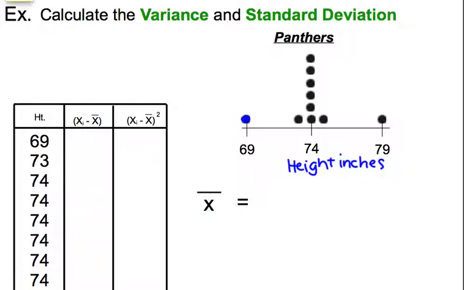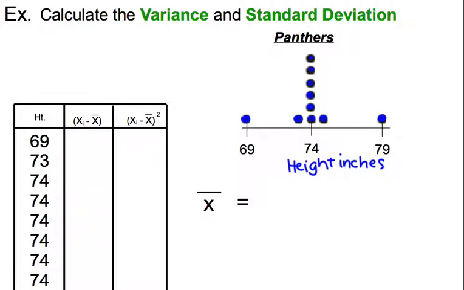And now we say one person is the height of 69 inches. One is 73. And we have 6 of them at 74 inches. And then one of them at 75 and one at 79. This is what we also call a dot plot in stats. So we're going to go ahead and first do step 1, find the mean.